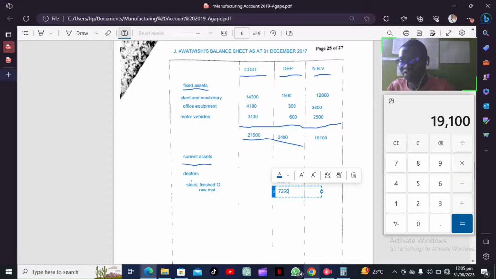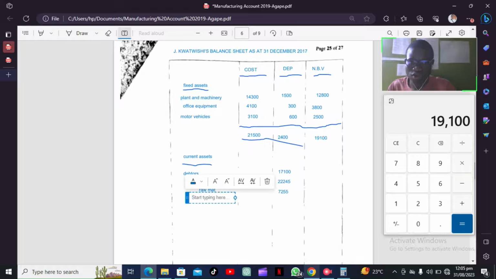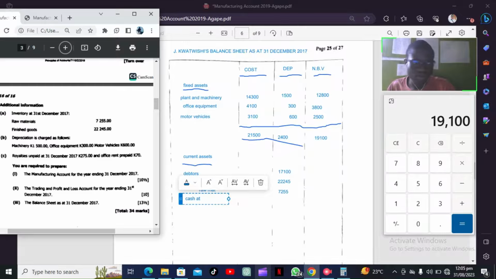So you enter both. So if we had work in progress, we would have included the closing stock for work in progress, not the opening stock. No, the closing stock. Then the other thing that we have in here, we have cash at hand.